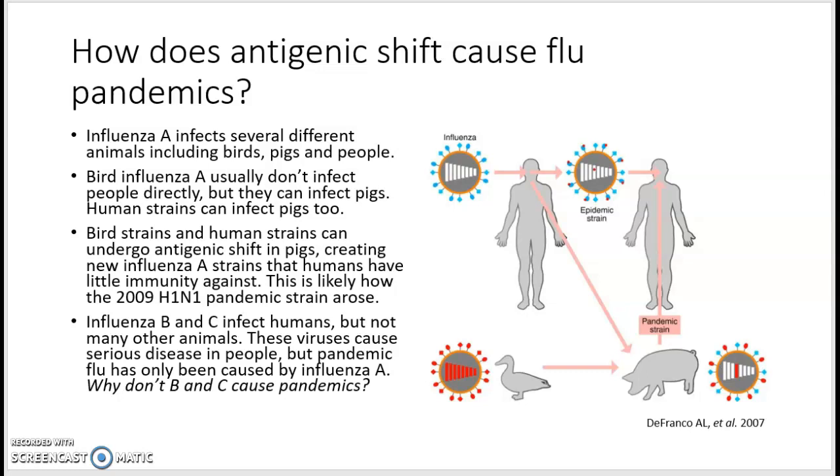Influenza B and C infect humans, but not very many other animals. These viruses cause serious disease in people, but pandemic flu has only been caused by influenza A. Why don't B and C cause pandemics? Make sure you can answer that question for the exam.